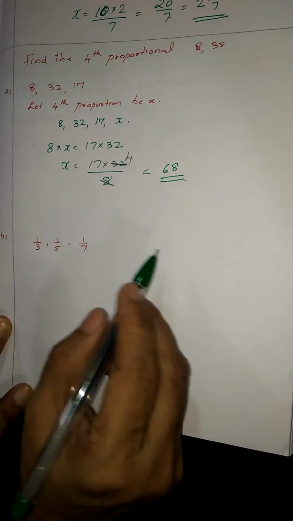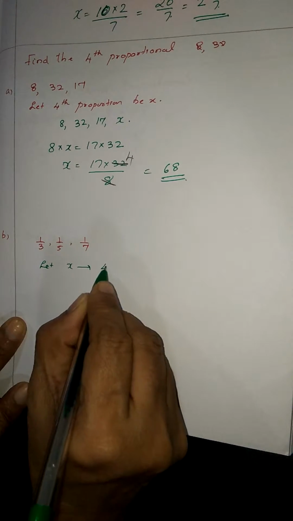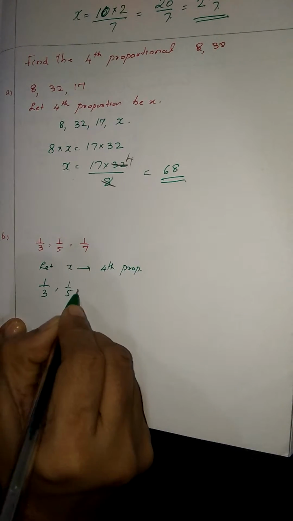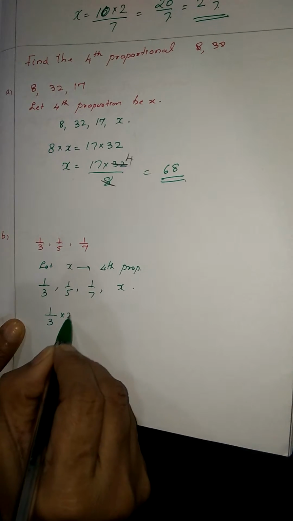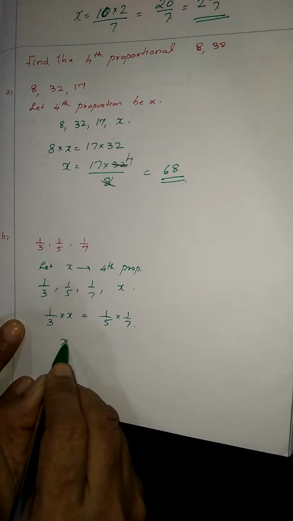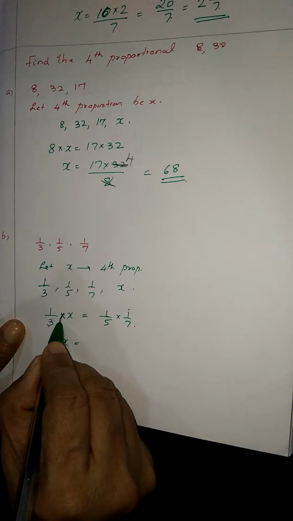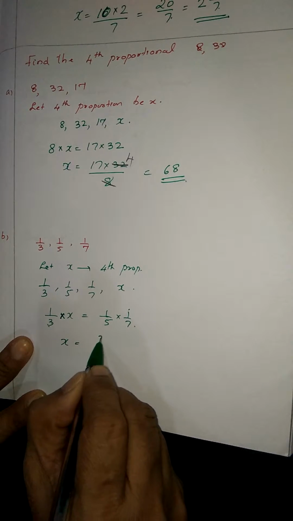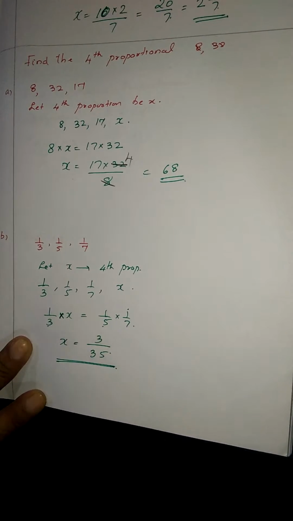Here again we have to find the fourth proportional. So let x be the fourth proportional. So we can write this as 1 by 3, 1 by 5, 1 by 7 and x. Again 1 by 3 into x is equal to 1 by 5 into 1 by 7. So x is equal to, now 3 will go to the numerator, cross multiply. Since it is multiplication, we can cross multiply. There is no change in the sign. So 3 by 5 into 7, 35. So x is equal to 3 by 35.